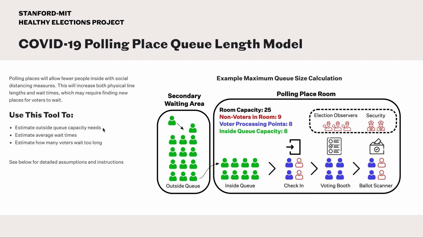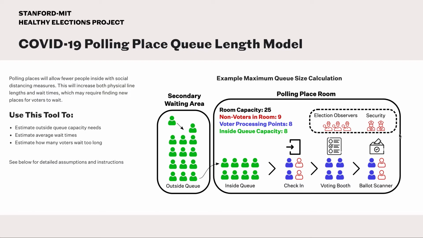The black rectangle is representative of the polling place room. Under our assumptions, we are limiting the capacity in this polling place room to 25 people in this case. Of the 25, we know a number of non-voters will be present. Election staff, observers, and security will take up some of this capacity. They're shown in the hollow red here. We have 4 election staff, 2 manning check-in, 2 manning the ballot scanner. We have 3 election observers and 2 security for a total of 9 non-voters.